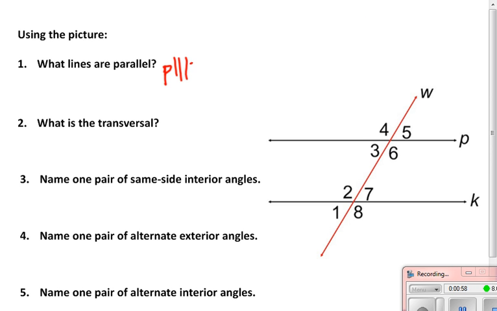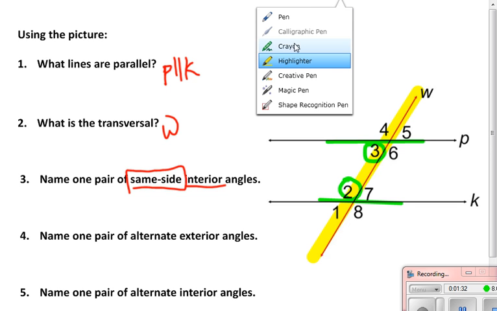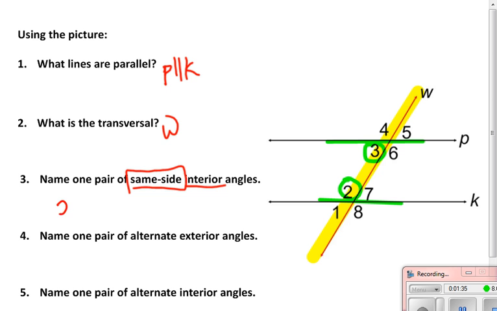I'll erase my notes here for you guys, sorry. So same side interior, one pair. If we are on the same side of our transversal, we're looking at 4, 3, 2, and 1 are on the same side, but we have to be on the inside of the parallel lines. That leaves us with 2 and 3. Or if we go to the other side, 6 and 7 are also same side interior.